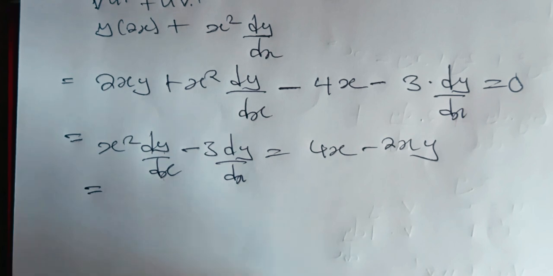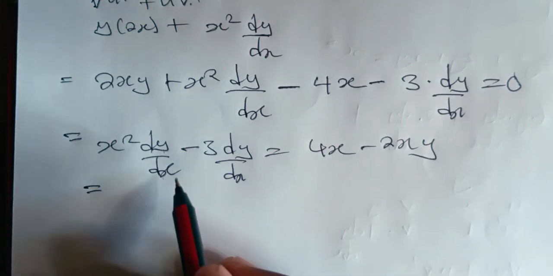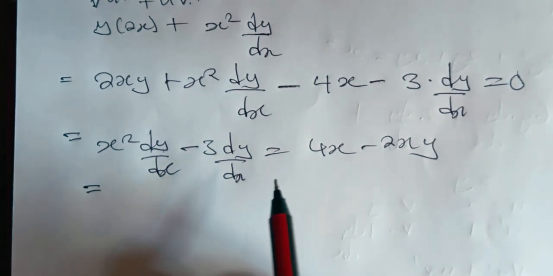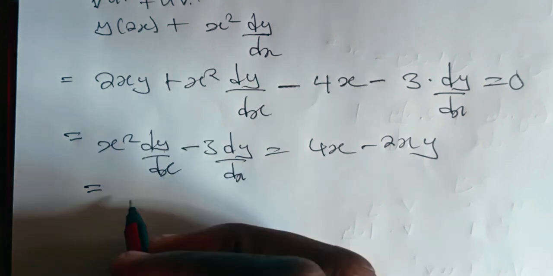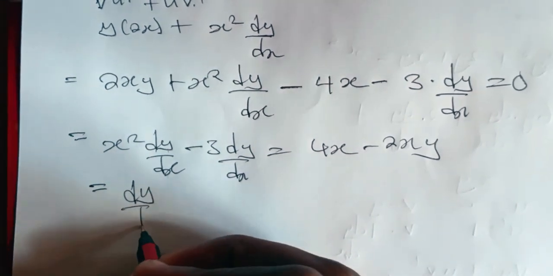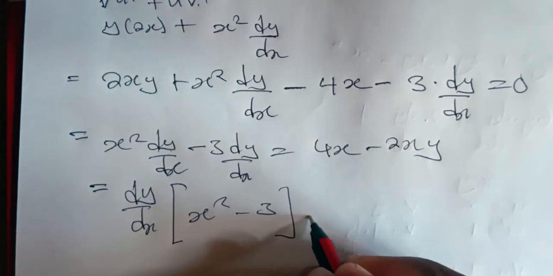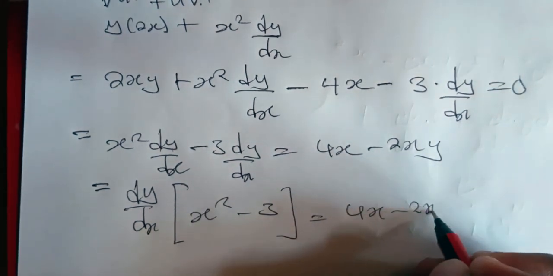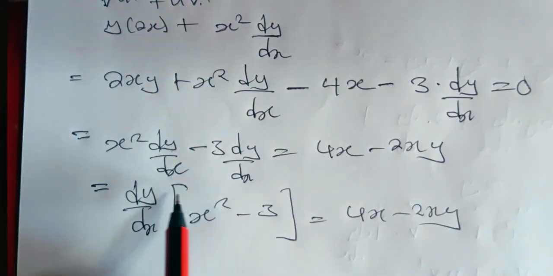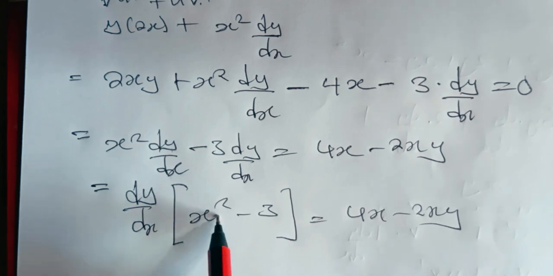Remember, the question says differentiate with respect to x. So whenever I differentiate with respect to x, we get dy dx. So we factorize dy dx in this expression. What we're going to have is dy dx times x squared minus 3 equals 4x minus 2xy. Since we have factorized dy dx, we get x squared minus 3.